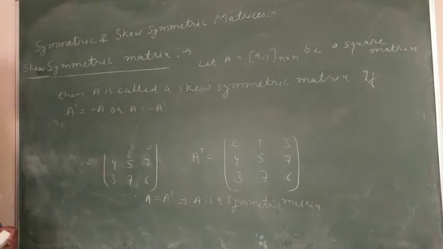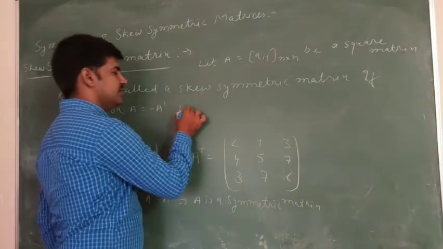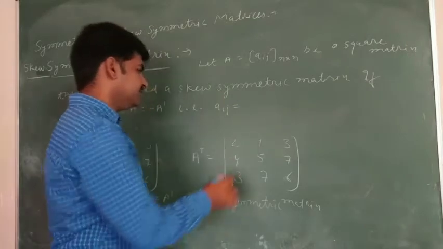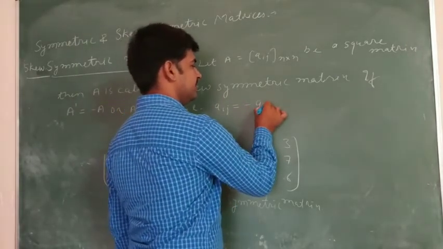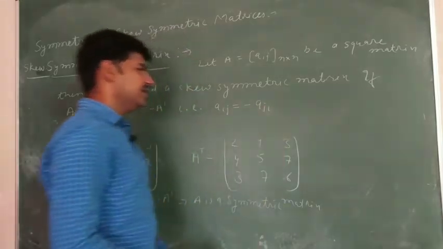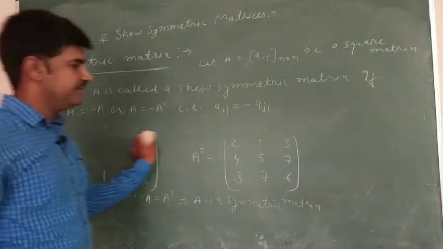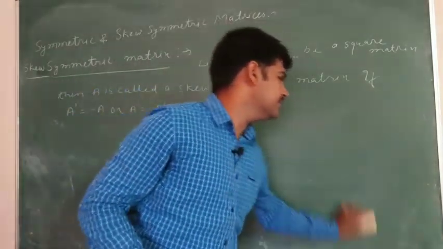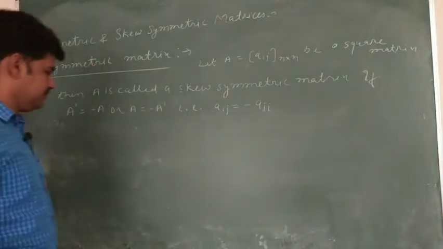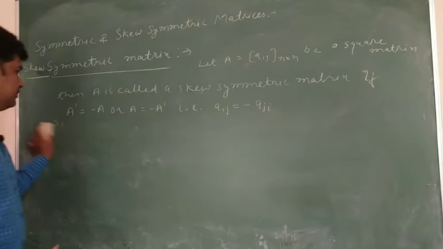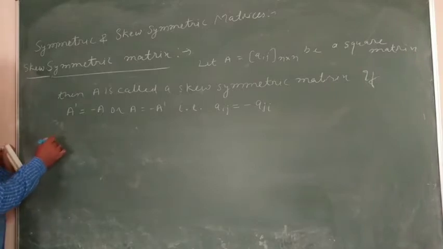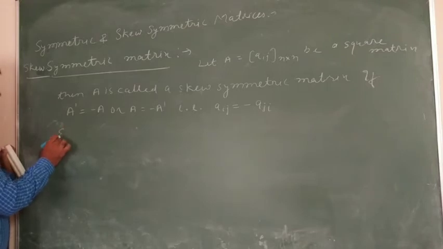then the matrix is called skew symmetric matrix, and it can be written as, that is, Aij is equal to minus Aji. I hope you have understood the definition of skew symmetric matrix. Now, dear students, let me take an example of a skew symmetric matrix.